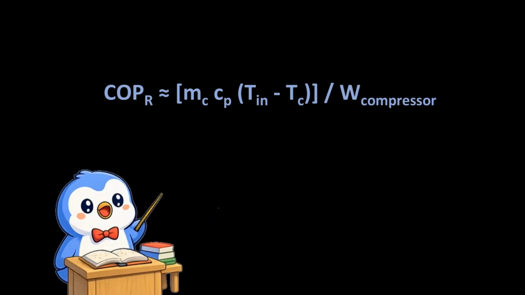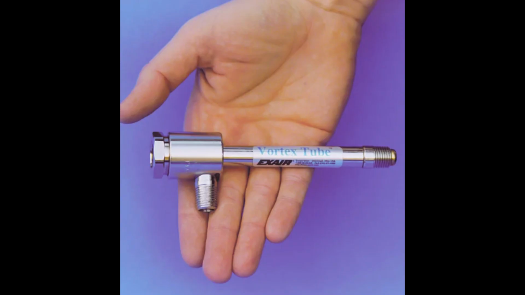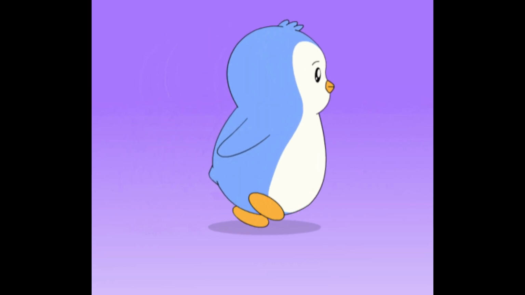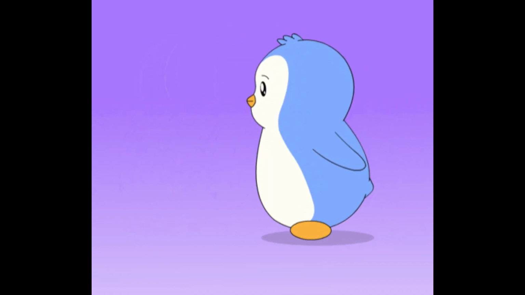This tells us how much useful cooling we get compared with the energy needed to compress the air in the first place. And in general, the vortex tube does not have a high COP compared with conventional refrigeration or air conditioning systems, so it is usually not chosen because it is the most efficient option, but because it's simple, compact, and reliable. Finally, let's compare the vortex tube with an ideal benchmark, such as an isentropic expansion.